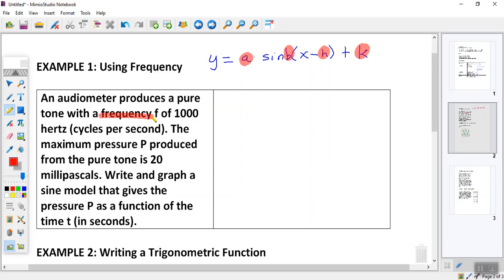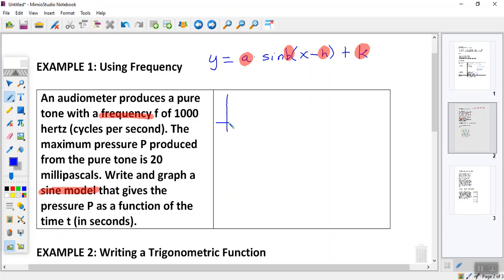20 millipascals. Okay, we're getting into some heavy stuff here. It says write and graph a sine model that gives the pressure P as a function of the time T. What kind of model here, kids? Sine. Okay. All right, here's what we know, kids. There is no left and right movement on this. All right? What they're saying is that this is a sine function, my friends.